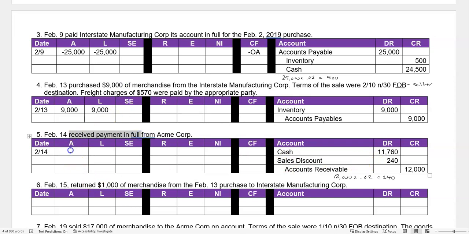All right. Now, how does this impact our financial statements? Well, be careful. Assets are going up by $11,760 and going down by 12,000. So the net impact to our assets is going down by $240 because they took advantage of this discount. We sold it for less in theory. Sales discounts is a contra revenue, so our revenues are going down. And when revenues go down, income goes down. And when income goes down, so does equity. So that's sort of our impact there. This is a cash inflow from operating activities because we're collecting on a current operating asset, accounts receivable.